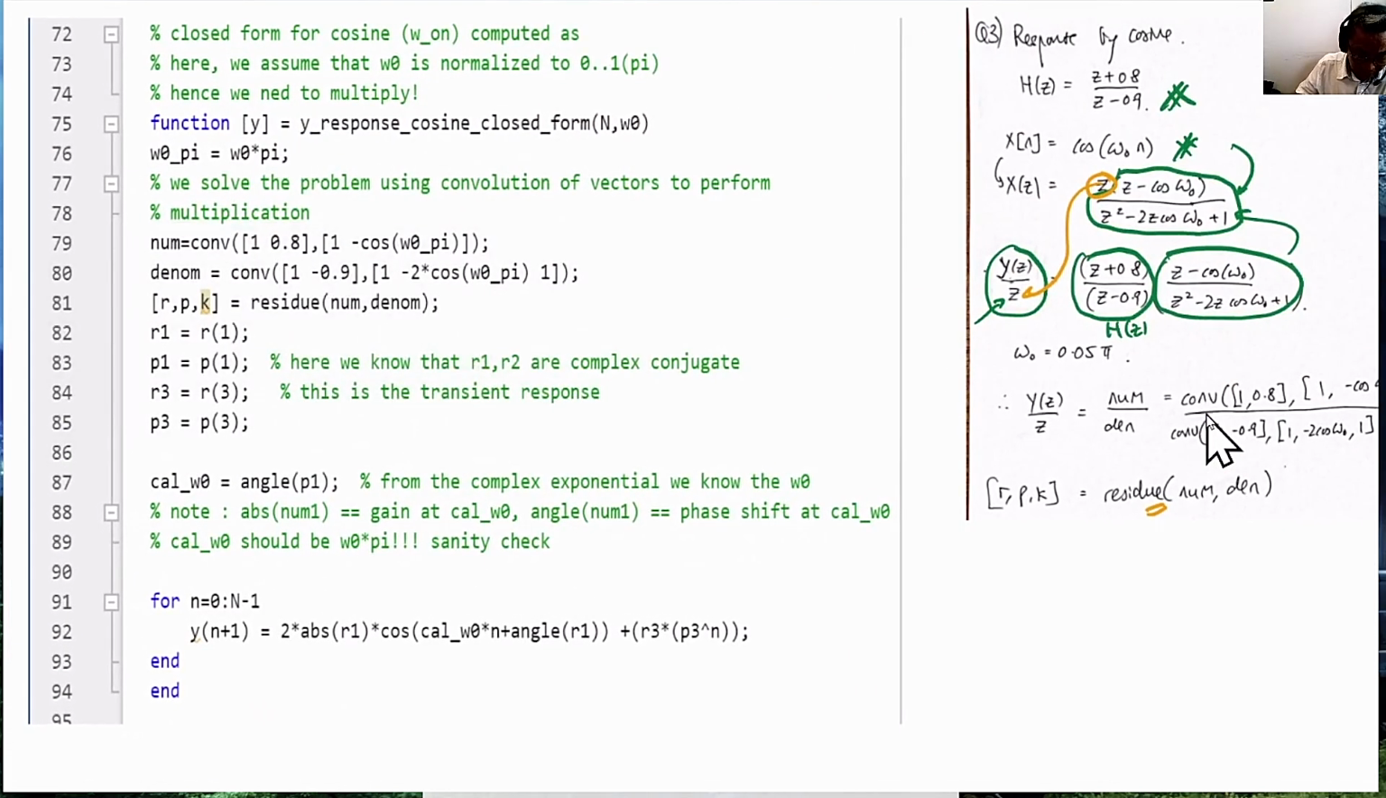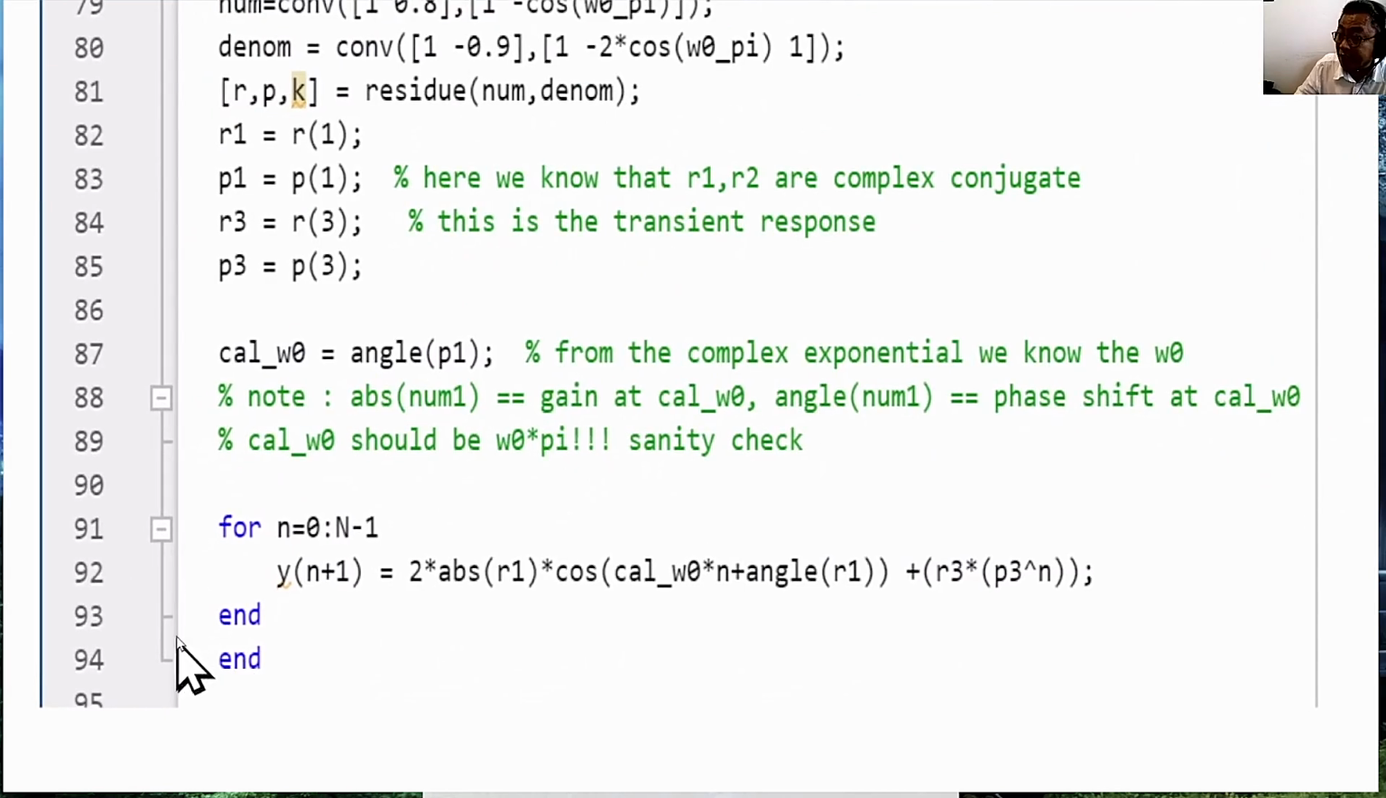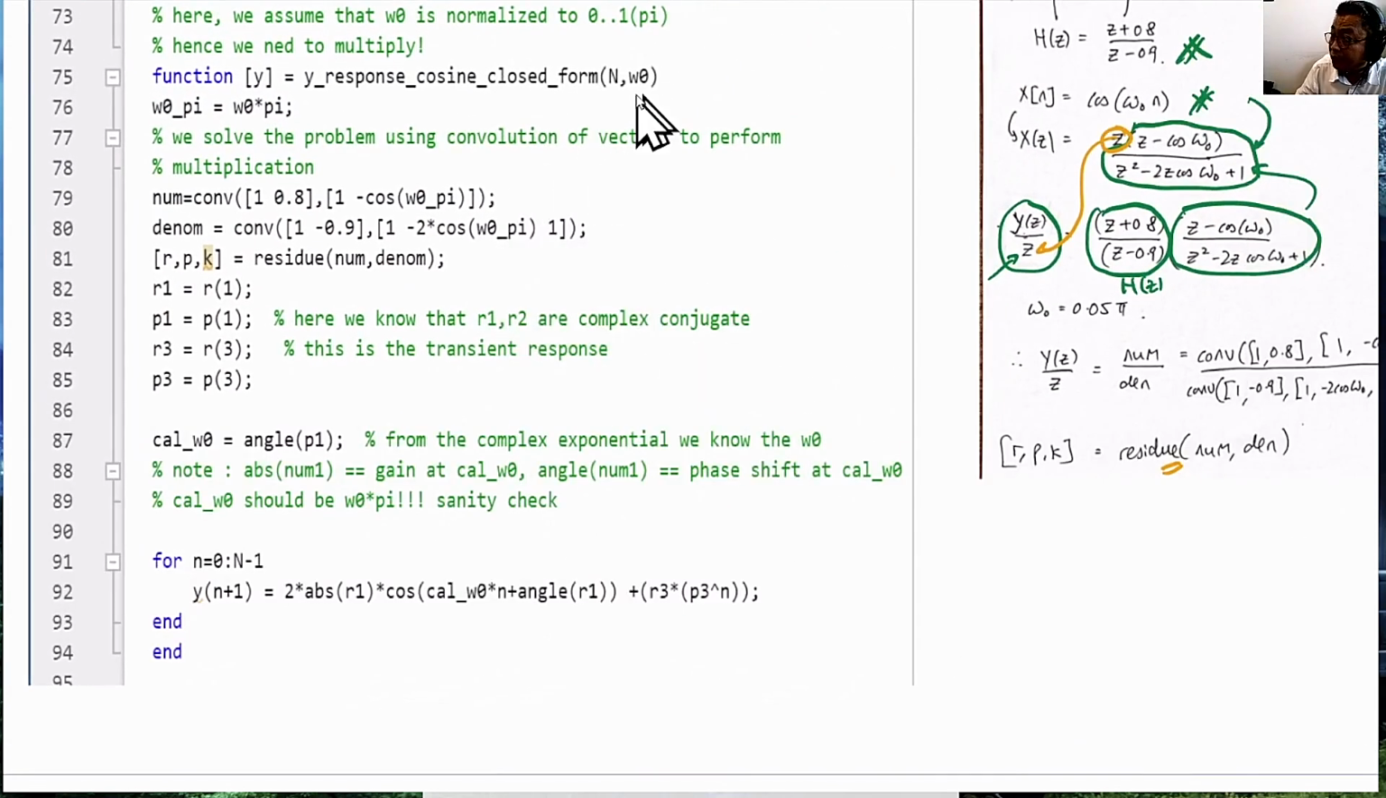I've also written my MATLAB code. Please take a look to see how you can generate the equations directly from the equations of B's and A's to generate the RPK, using the RPK to generate the closed form solution as well as the signal y[n] for n equals 0 to N minus 1 using the cosine 0.05 pi given by omega naught here.